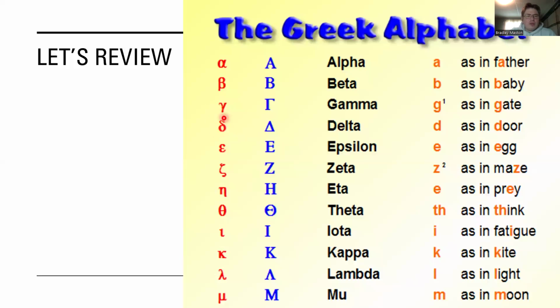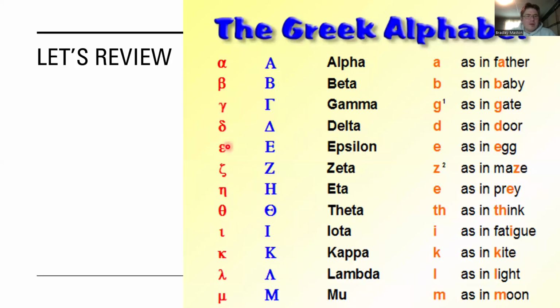Gamma is difficult or is easy enough because it has something in common with the G, but certainly can be confused with the lambda, looks very similar, but upside down. Gamma makes the G sound, and it looks like an upside down L there. But gamma, G as in gate, hard G.